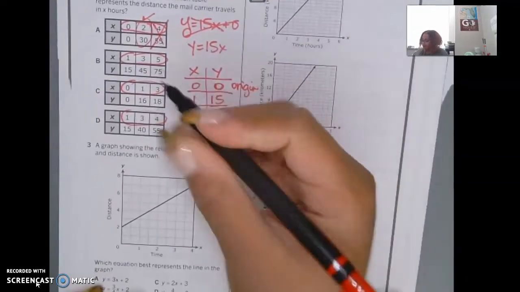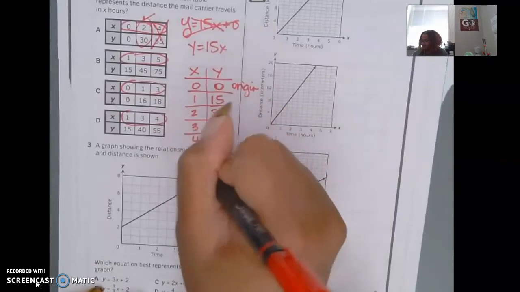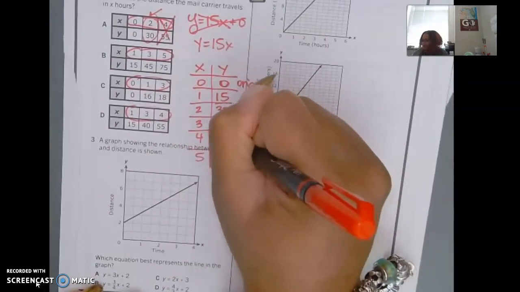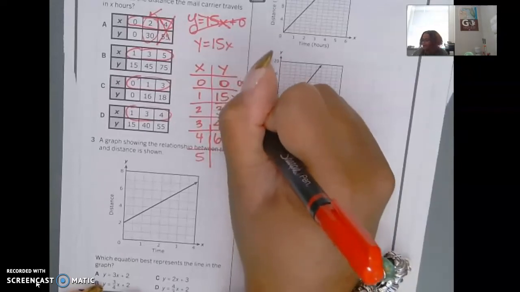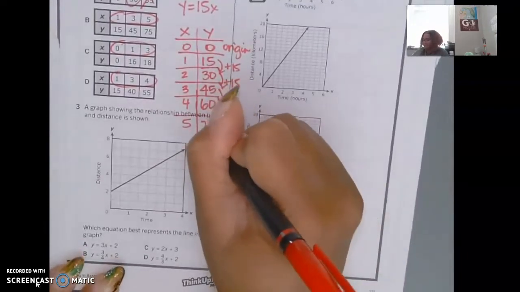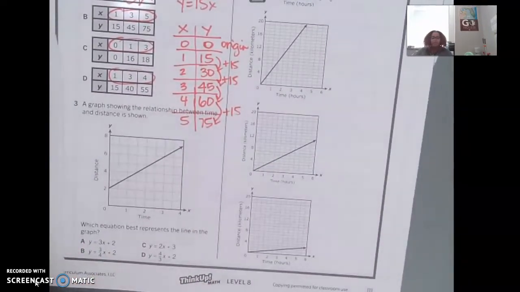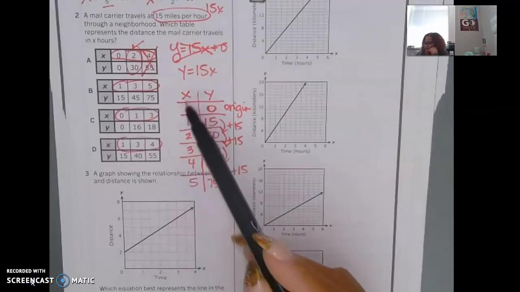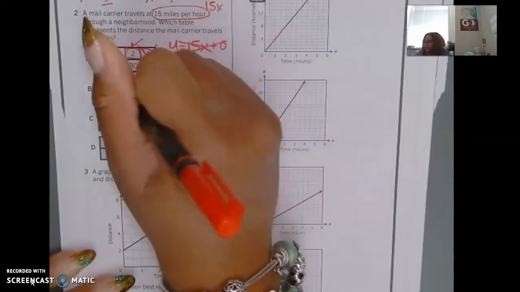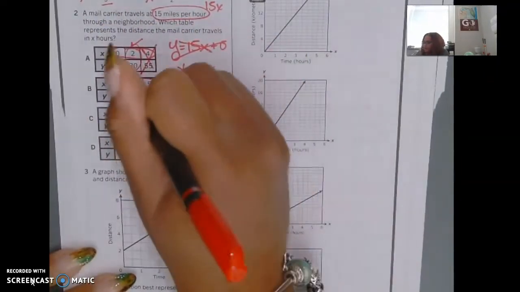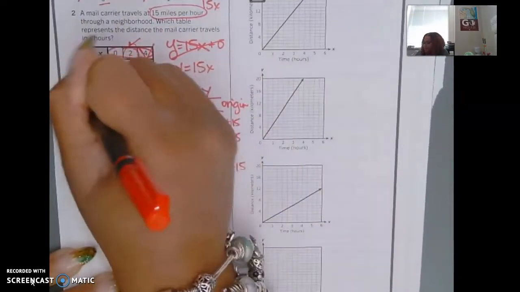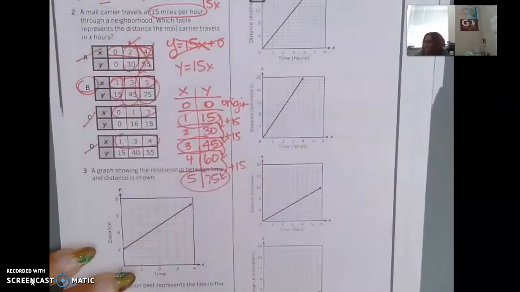Oh, I do need to go to the 5. Let me extend my table a little bit. This is 5. I'm going to add 15 over here because I've been adding 15, adding 15, adding 15. So 60 plus 15 is 75. So because I found the relationship of x to y being 5 and 75, then I'm going to choose this answer because 1 and 15 match, 3 and 45 match, and 5 and 75 match. All the others are wrong.